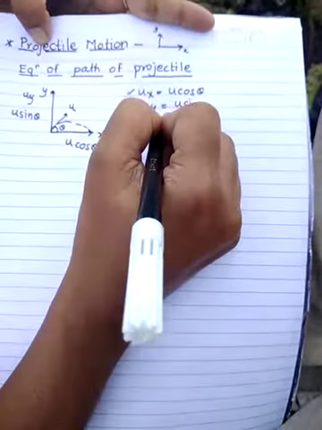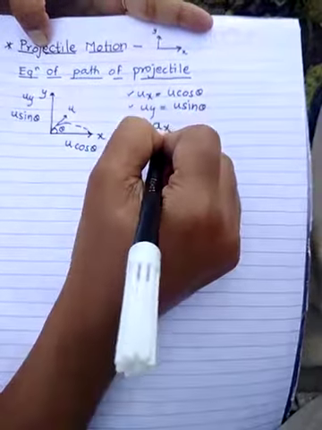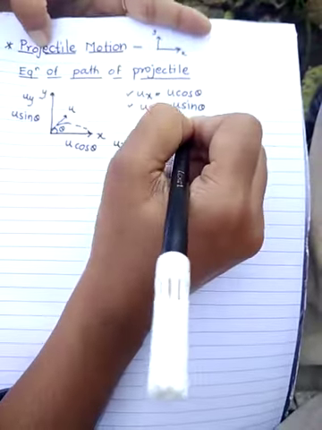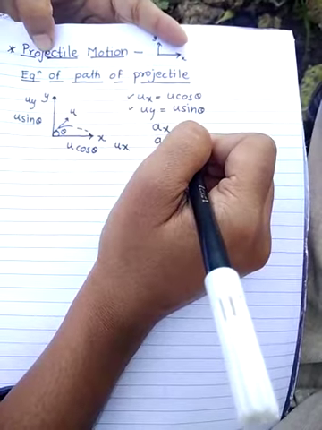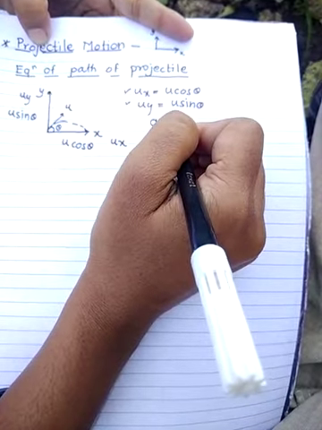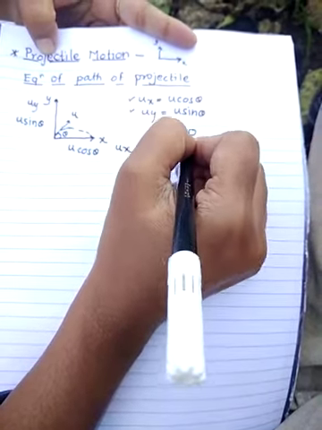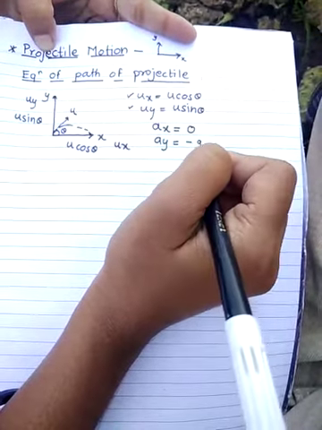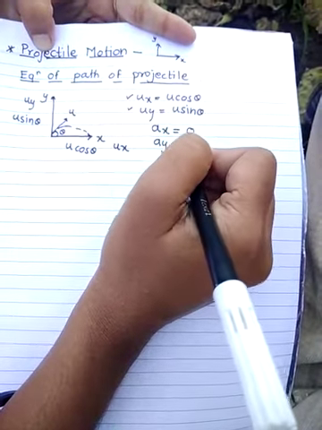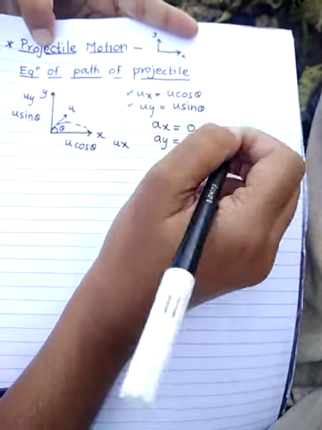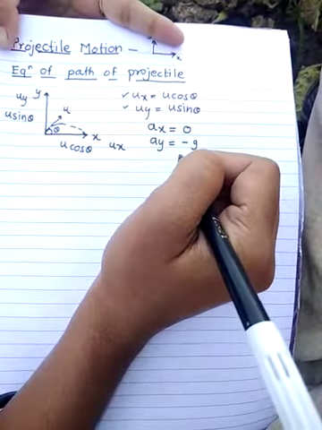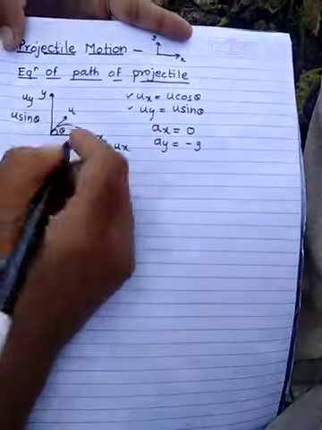Here we have to consider the accelerations ax and ay. So ax is 0 according to the law of motion, and ay is minus g, because the acceleration due to gravity is in the downward direction. So we have considered ax is 0 and ay is minus g. Now we have to find the equation of path of projectile.